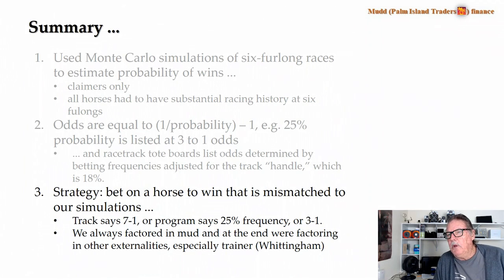And I remember that we always gave a 1 as opposed to a 0. I think this is how we did it. I don't quite remember. To a trainer named Whittingham, who we knew from our own betting that he had a knack for winning at Santa Anita.